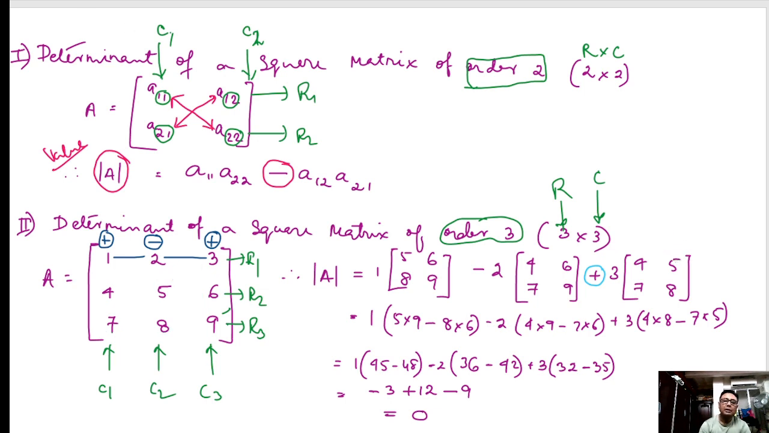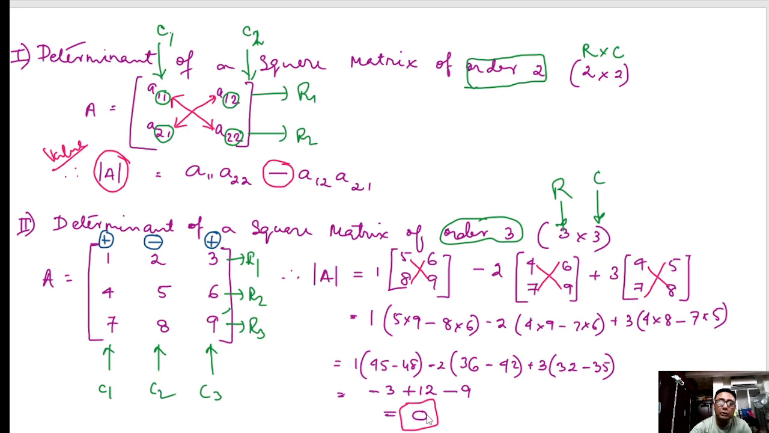So this is how I have chosen. When I am choosing 3, I have to choose 4, 5, 7 and 8. And now we are multiplying them. See how to multiply them. 5 into 9, this into this, minus this into this. This into this, minus this into this. This is what I have shown here, and then when we calculate it, we get the value of the determinant, which is coming 0.